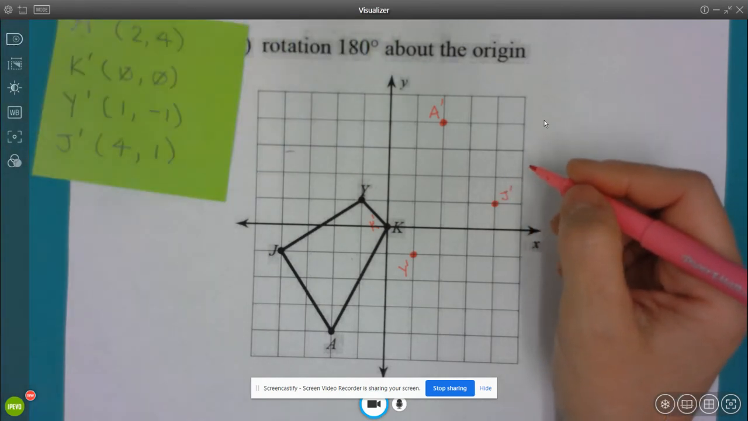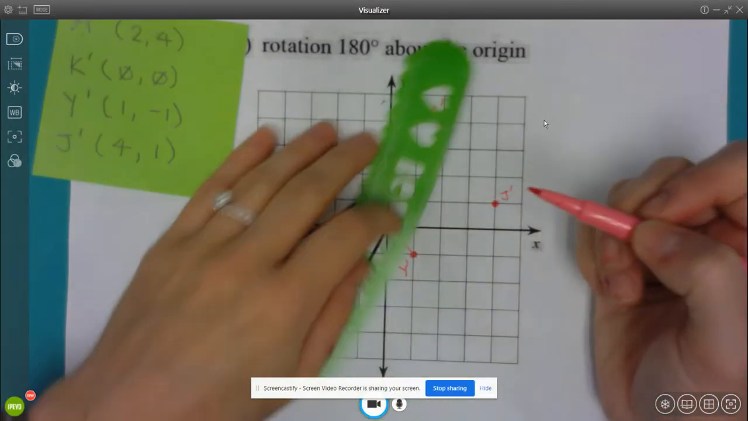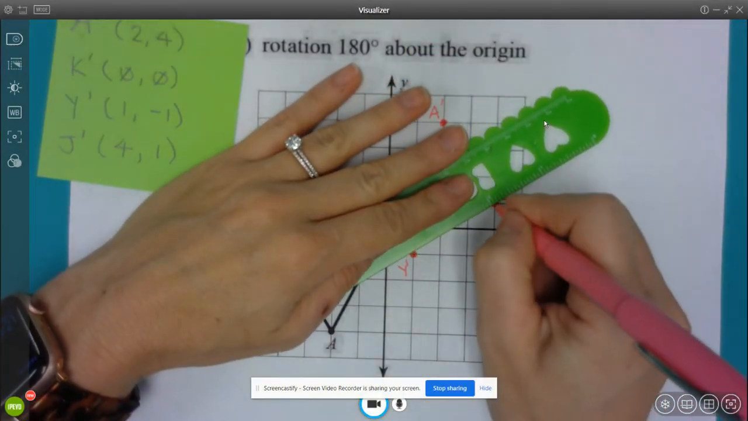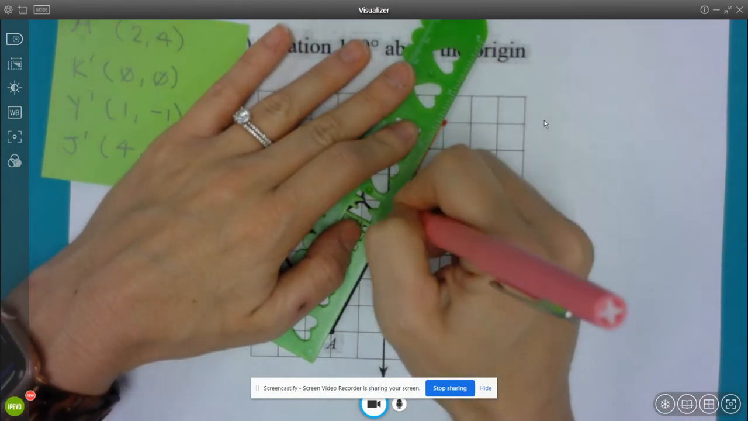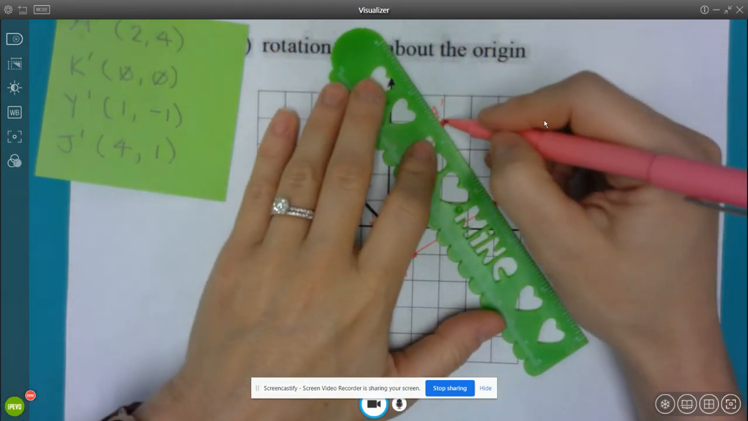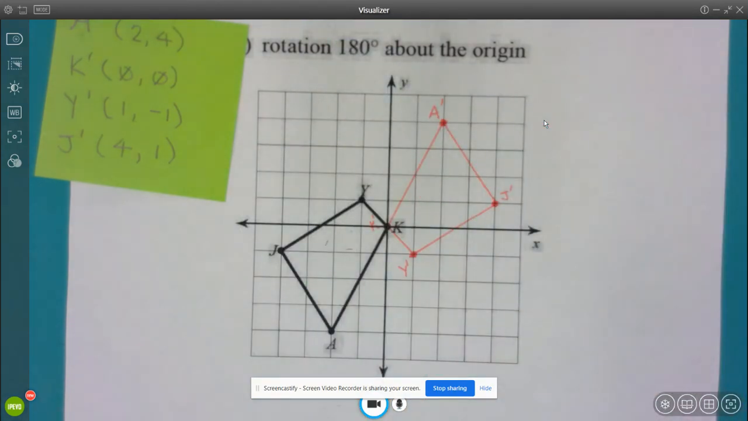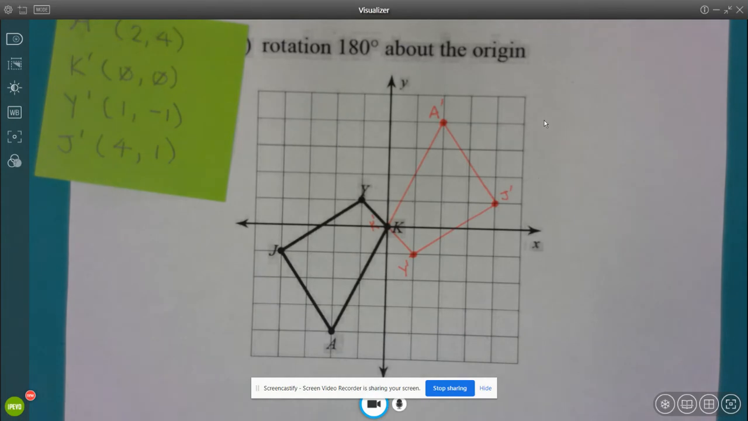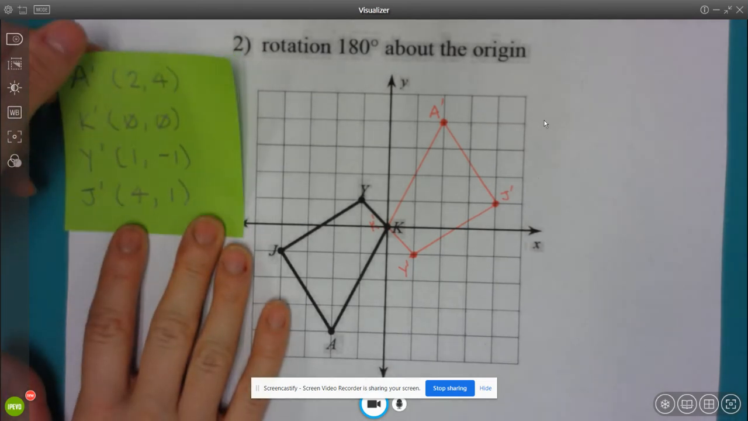So connecting these points, we should see, all right, so here's my pre-image in black and my image in pink. I'm going to keep these points for later.